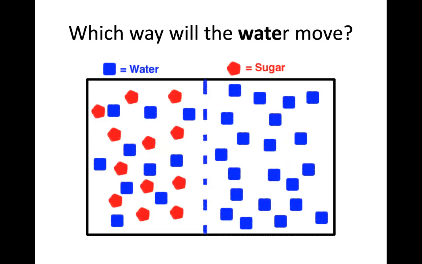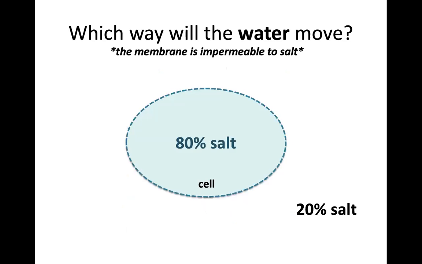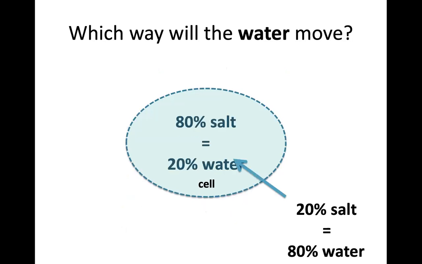Where's there more water, on the right or left? So where does it want to go? To the left. The sugar's going to the left. Now, what's it asking for? Where's the water going to move? It's telling us the membrane is impermeable to salt. If it's impermeable to salt, what does that mean? The salt isn't moving. The water wants to go inside.